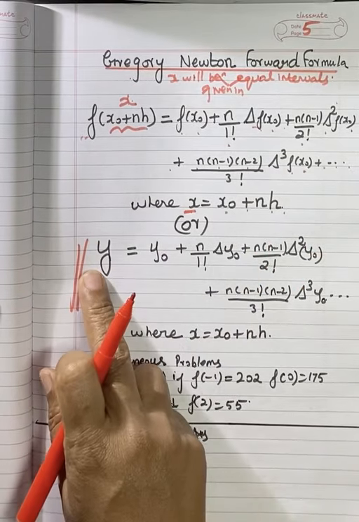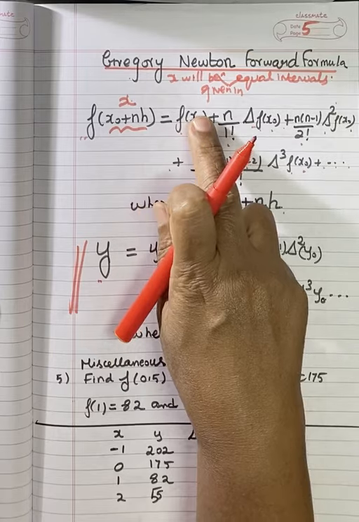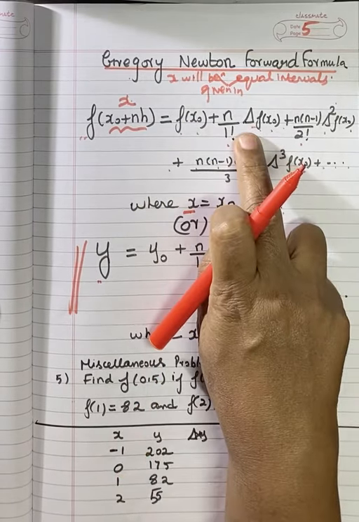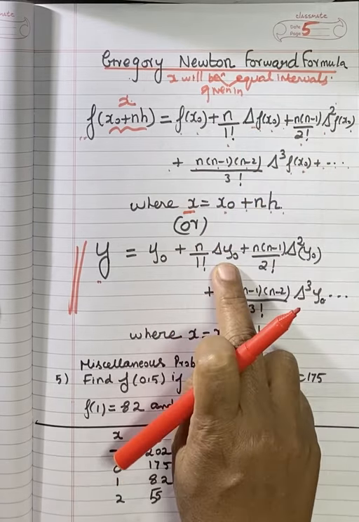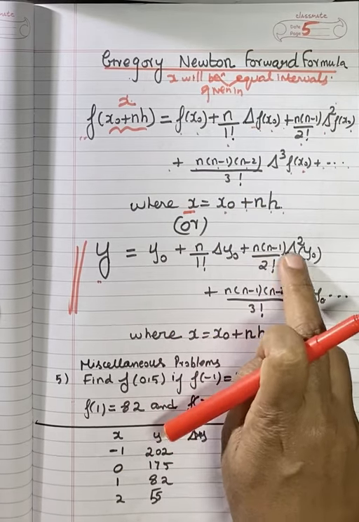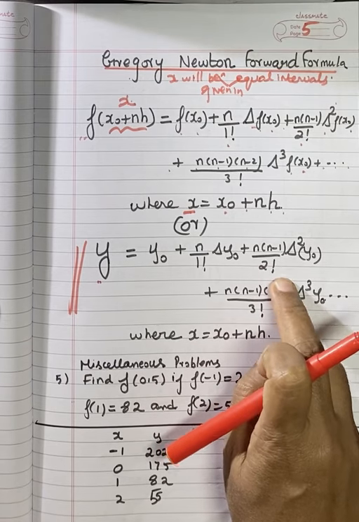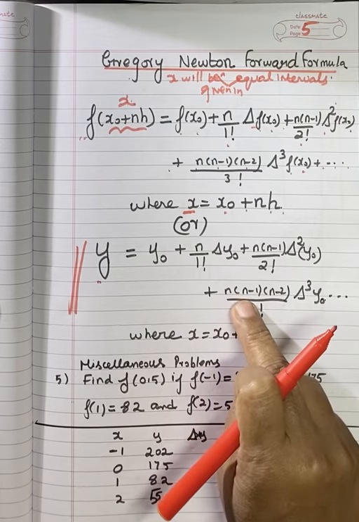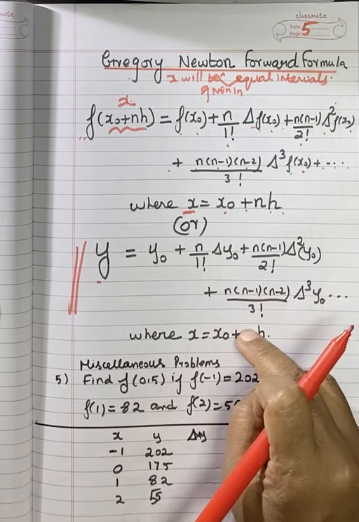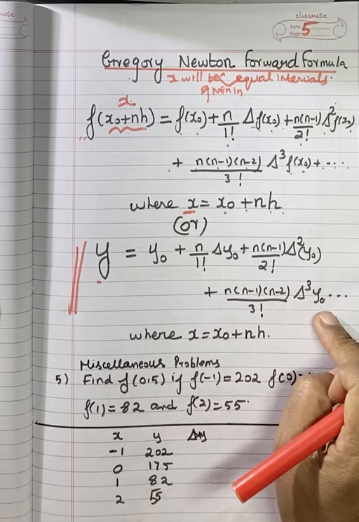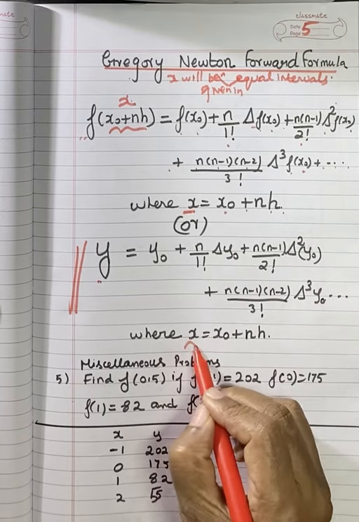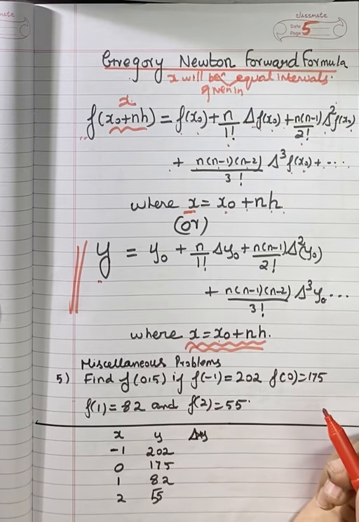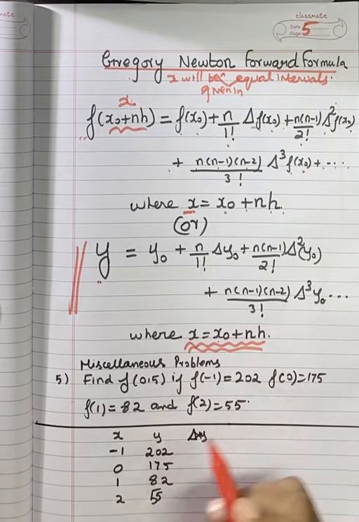Instead of f of x, I'll write y. F of x naught means y naught plus n by 1 factorial delta y naught plus n minus 1 by 2 factorial delta square y naught plus n minus 1, n minus 2 by 3 factorial delta cube y naught, etc. What is x? This you have to learn as it is. X equal to x naught plus nh.